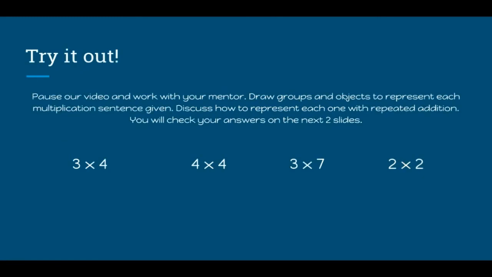Now it's time for you to try it out with your mentor. Pause the video and work with your mentor. Draw groups and objects to represent each multiplication sentence given. Discuss how to represent each one with repeated addition. Remember, the first number in the multiplication sentence represents the groups. The second represents the number of objects in each group. We're going to check your answers on the next 2 slides. Good luck!